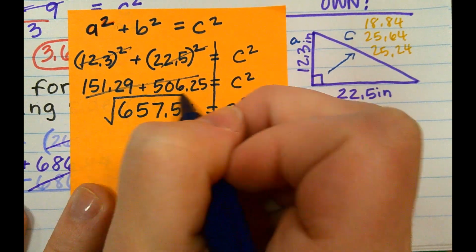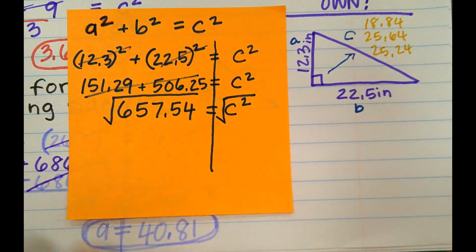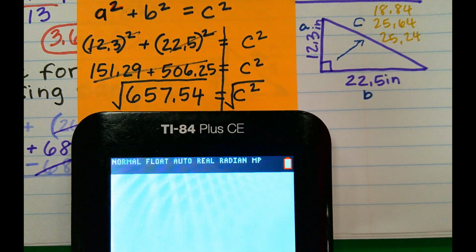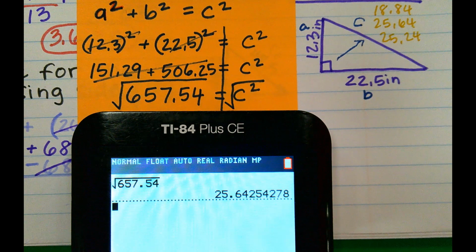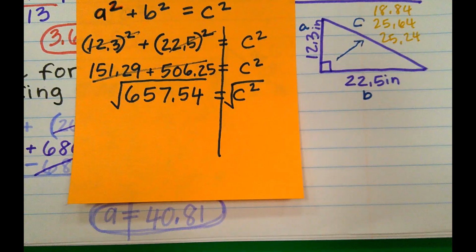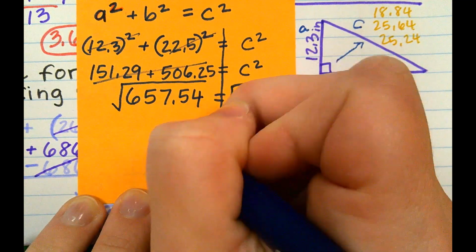Yes, square root it. So I am going to type into my calculator second, square root symbol, 657, include every decimal, .54. Enter. I got 25.64254278, and so on. We're just going to put 25.64. That is our answer.